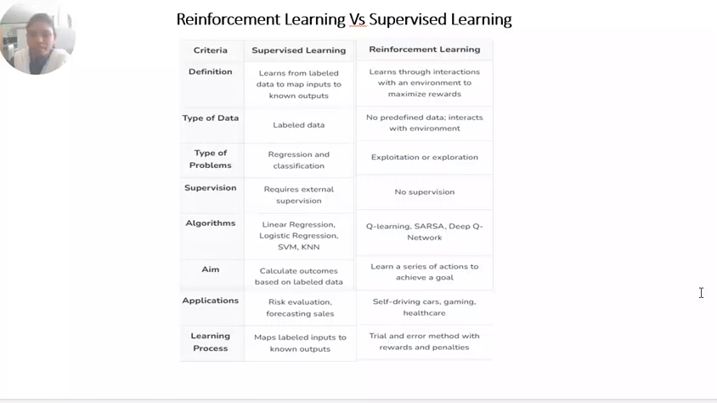There is no supervision in the case of RL, but supervised learning, as the name suggests, requires supervision. The algorithms in supervised learning are linear regression, logistic regression, SVM, KNN, and in RL there are Q learning and Q networks. The aim in supervised learning is to calculate the outcome based on labeled data, and in RL it is to learn from a series of actions and achieve the reward, or we can say the goal. The applications of supervised learning are risk evaluation and forecasting sales, and in reinforcement learning, self-driving cars, gaming and healthcare.